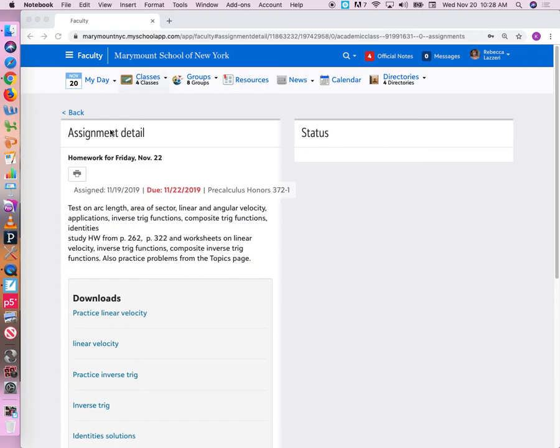You can check the answers to the odds in the back, but you could probably find the answers to everything on Slader, the super secret cheaty place. All right, worksheets on linear velocity, inverse trig functions, composite inverse trig functions. And also I showed you and some other people, there's lots of that interactive practice. You can practice inverse trig, you can practice trig.